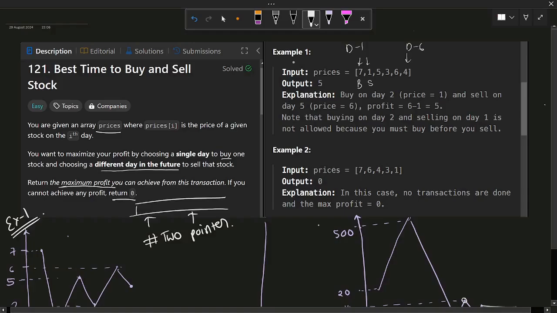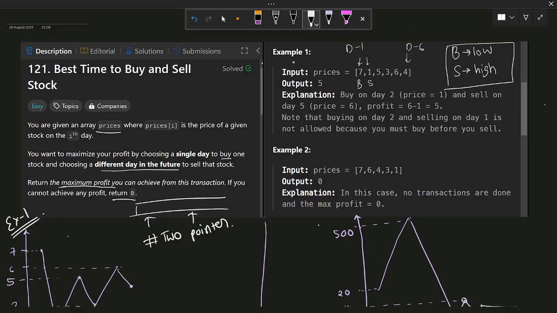Now, what does the negative profit mean? First, let's get to the basics. Maximizing the profit in stock would simply mean buying the stock at a very low price and selling the stock at a high price, right? Now let's say we buy the stock at 7 and sell it at 1, we'll have a negative profit. What does the negative profit mean? That we found another new value that is smaller than the initial buy value we had. When we have a negative profit, we'll simply shift the buy pointer to the new sell pointer and move the sell to the next value.